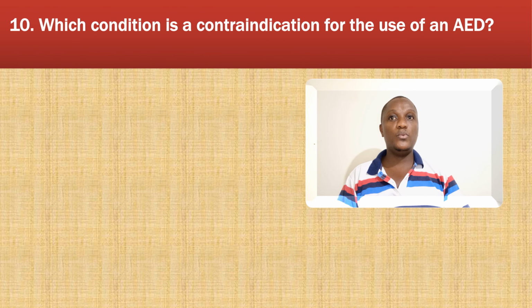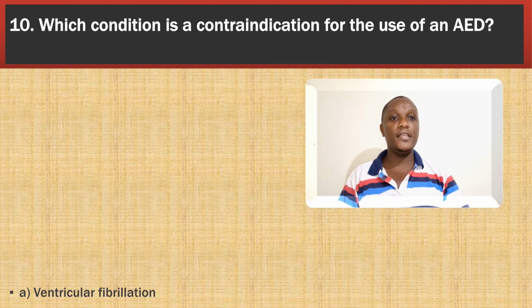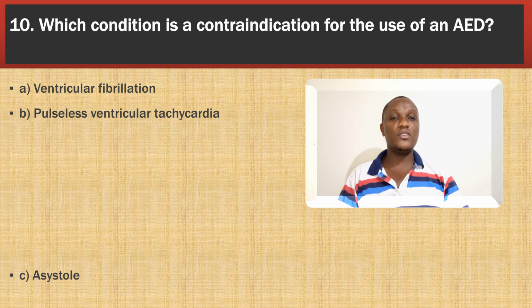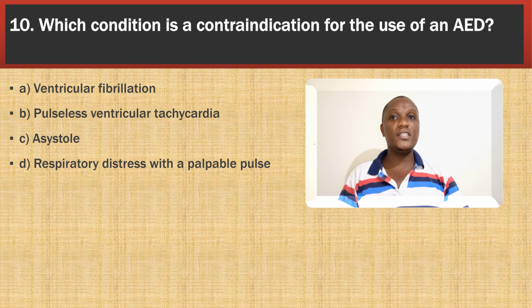Question 10. Which condition is a contraindication for the use of an AED? A. Ventricular fibrillation. B. Pulseless ventricular tachycardia. C. Asystole. D. Respiratory distress with a palpable pulse. What do you think is the answer to this question?